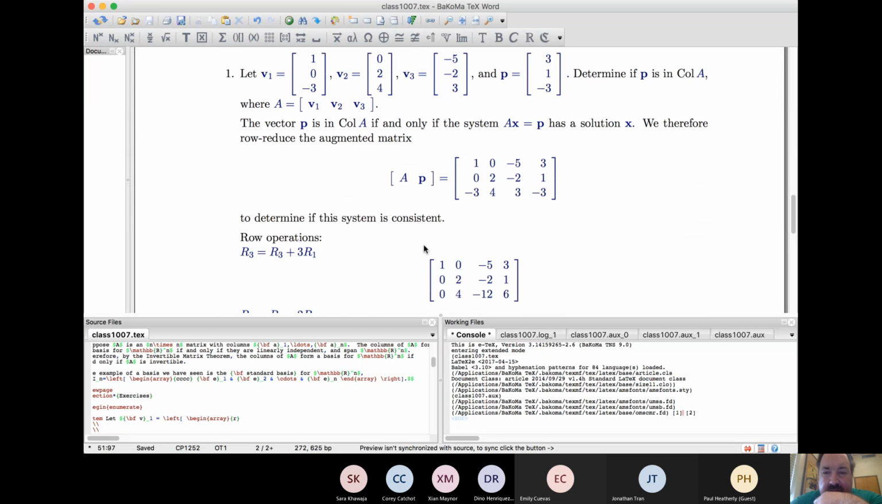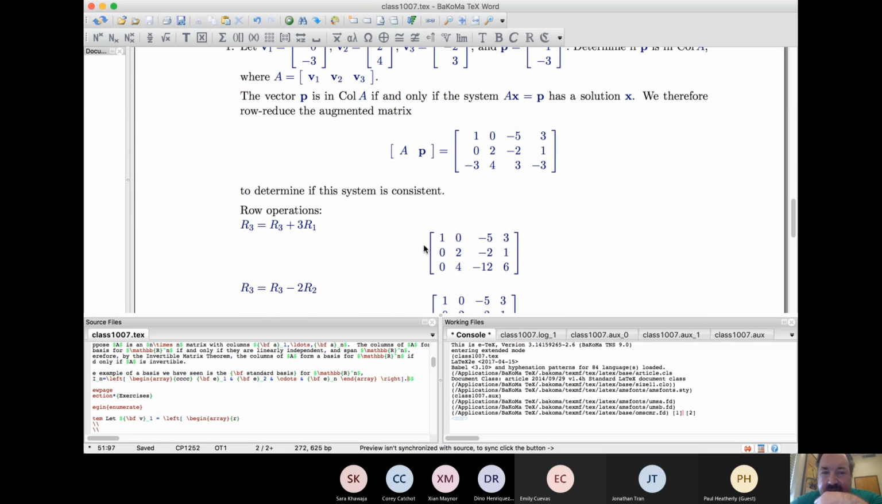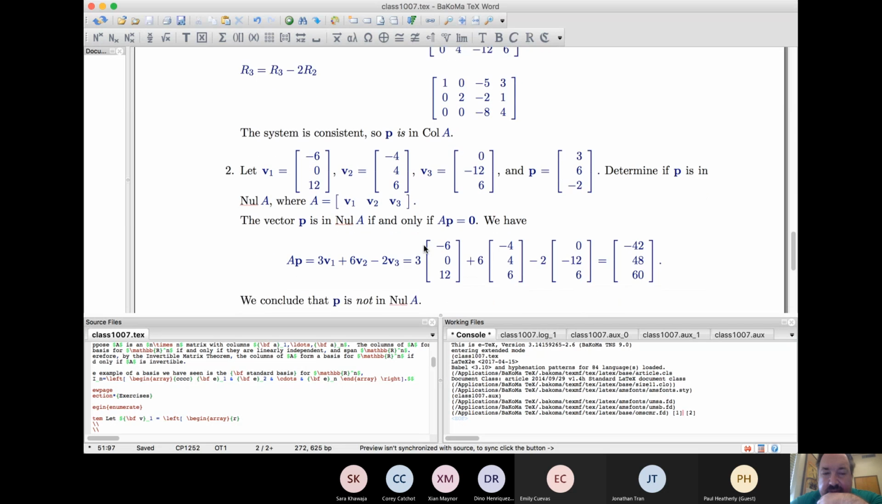Are there any questions about the problems we've seen here dealing with bases and also the column space and null space?